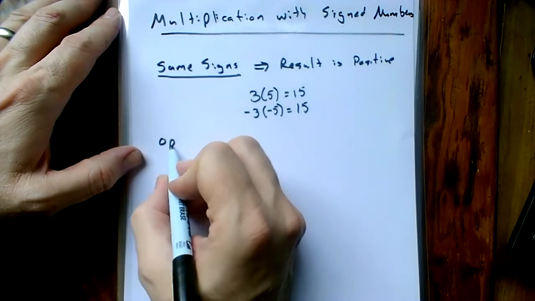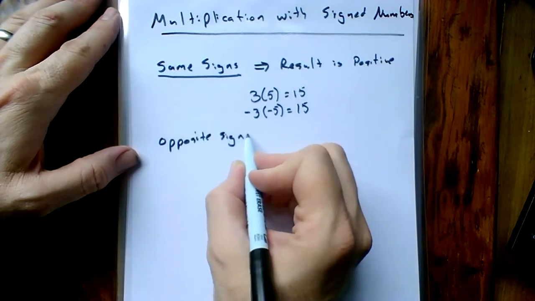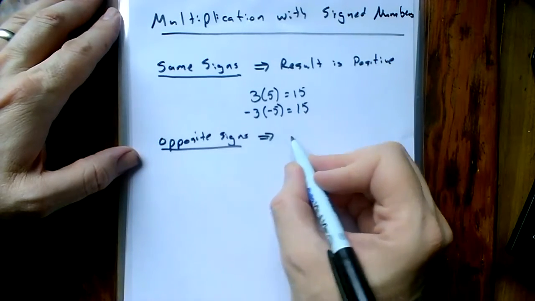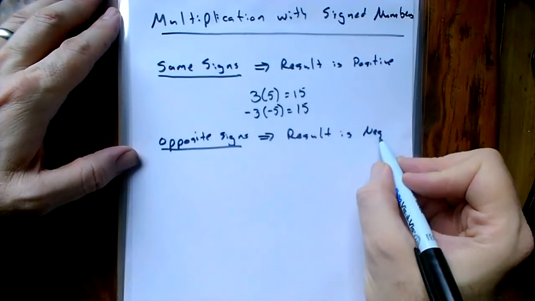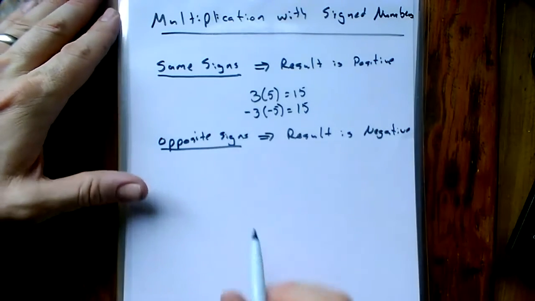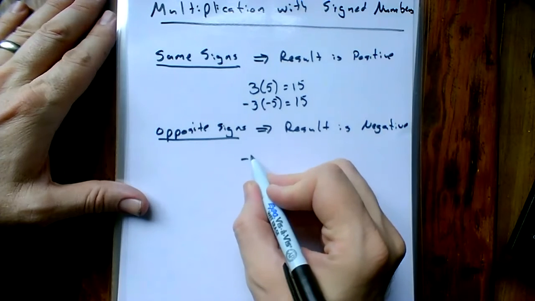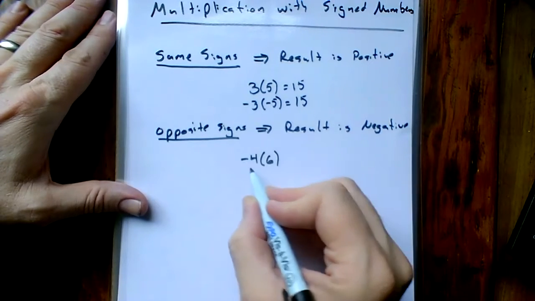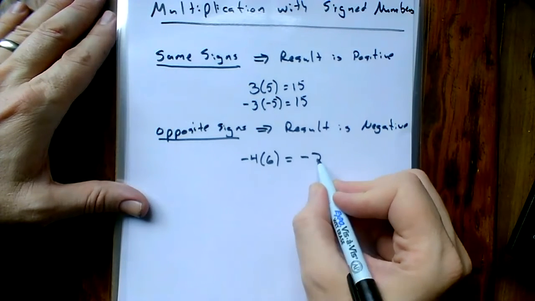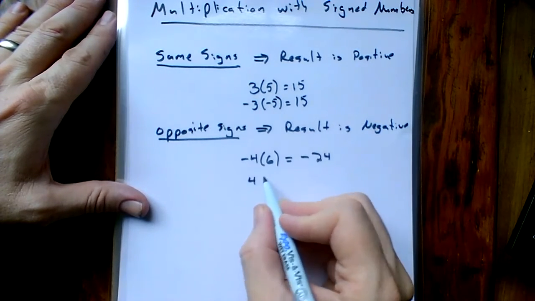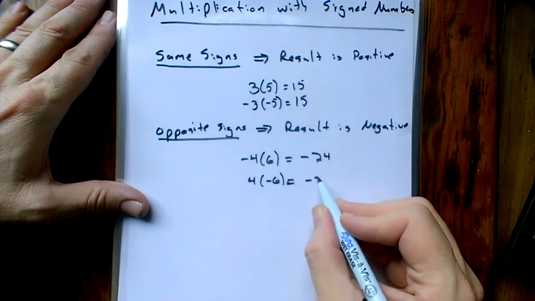If you have opposite signs, then your result is negative. Say I had negative 4 times 6. I've got a negative times a positive, so my result is going to be negative. That'll be negative 24. Same thing as if I did 4 times a negative 6. Positive times a negative is also a negative 24.